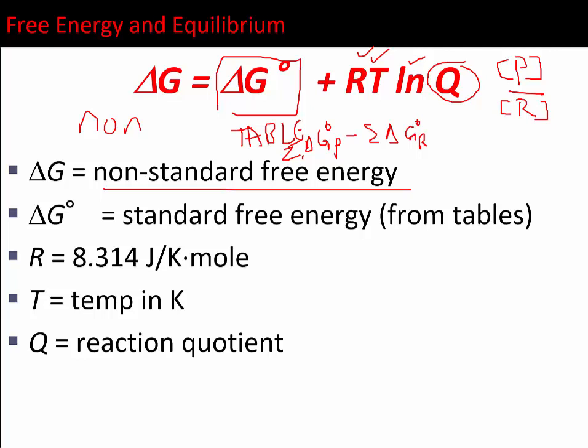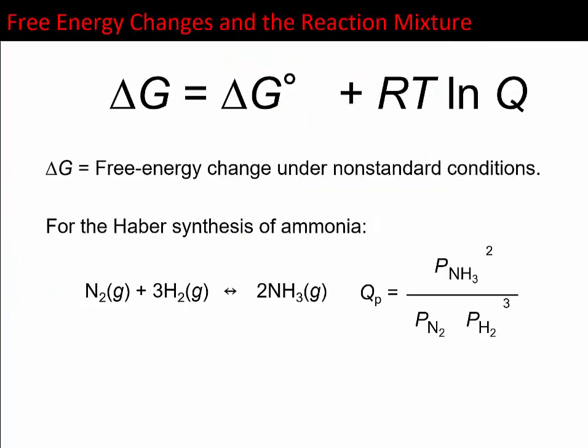So we get our standard state free energy from our tables. We get our R from 8.314 joules per mole Kelvin. Our T is our temperature in Kelvin, and Q, that's our reaction quotient. So we can do something like calculate the free energy under non-standard conditions.